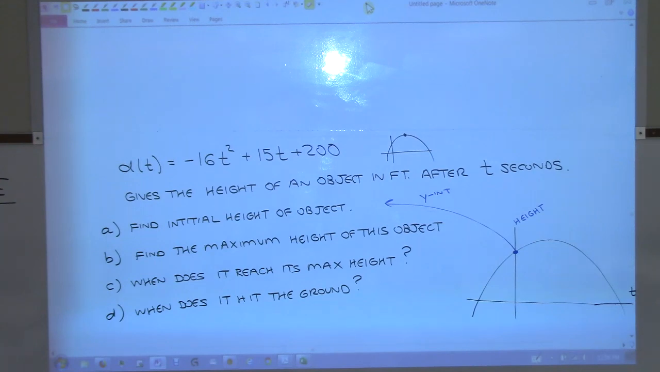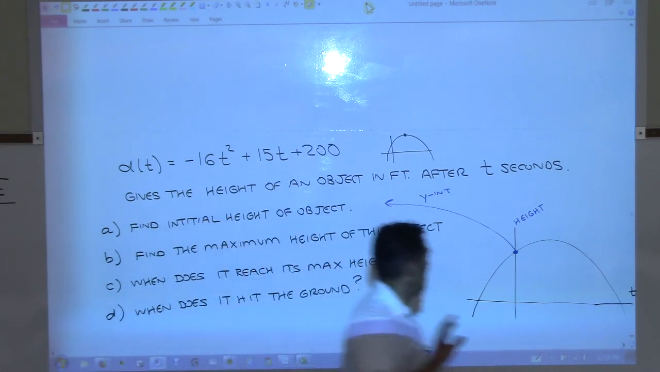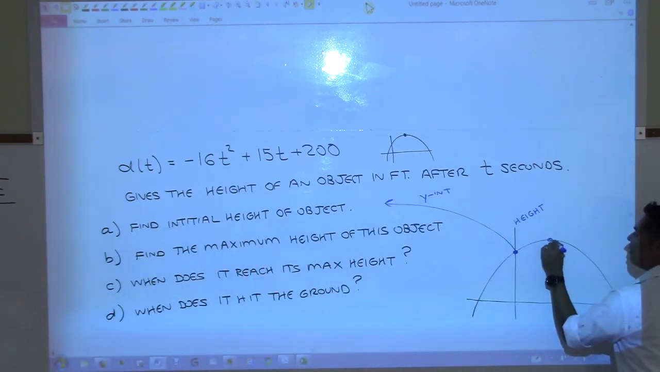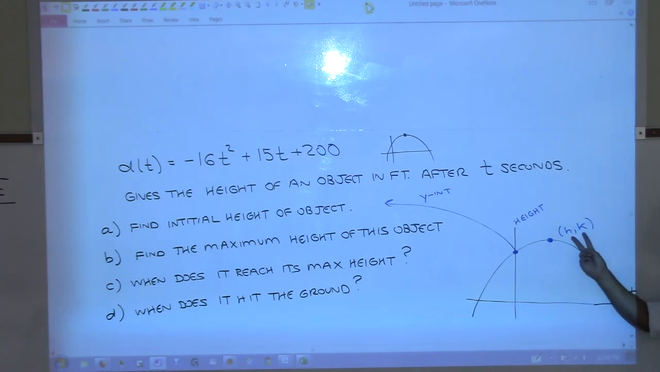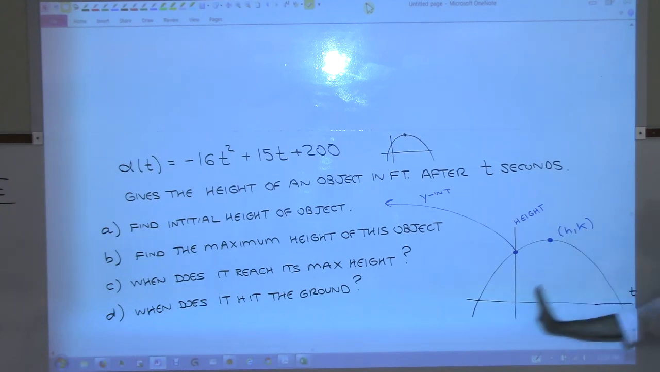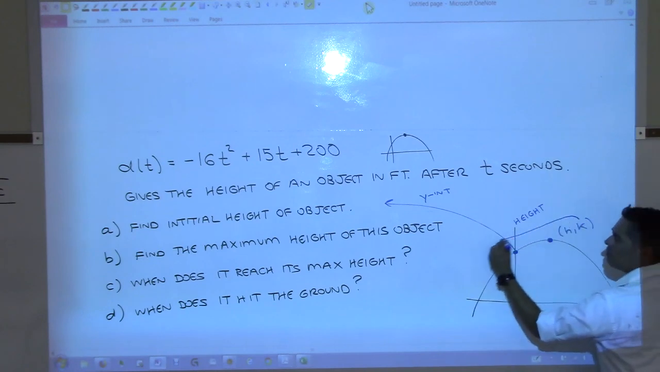Find the maximum height of the object. We've started talking about this a little bit. It has to do with this point, right? But remember, this is an h and a k, two different numbers. So finding the maximum height of the object, which one is it? Is it h or k that they're asking for? It's k, because remember, h is this, that's time, and k is the height. So this right here is what we're looking for in part B.